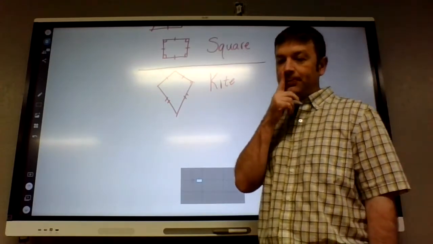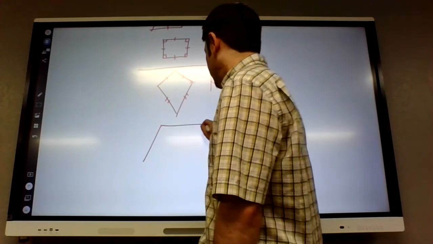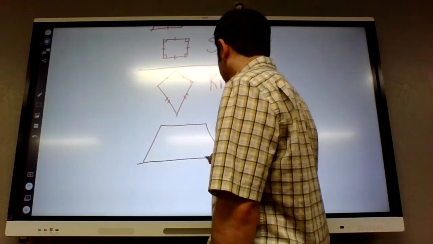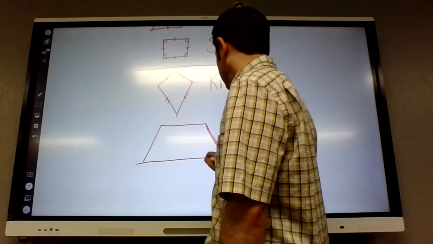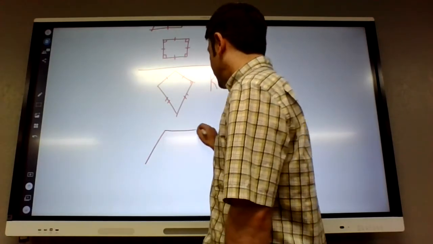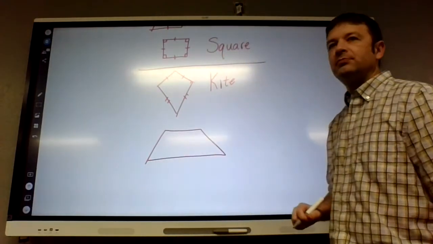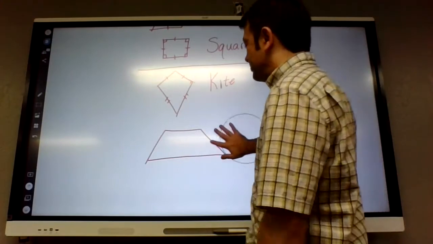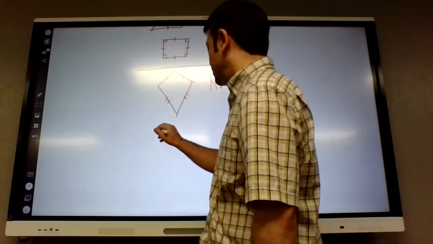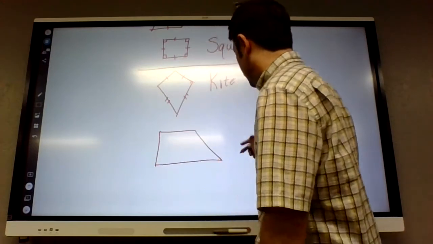And then trapezoid. I should have asked you what it was called before I said that. What makes a trapezoid a trapezoid? Anybody want to guess? Sometimes, but not always. This would also be a trapezoid. Usually, it's drawn kind of like that. This is a trapezoid also.